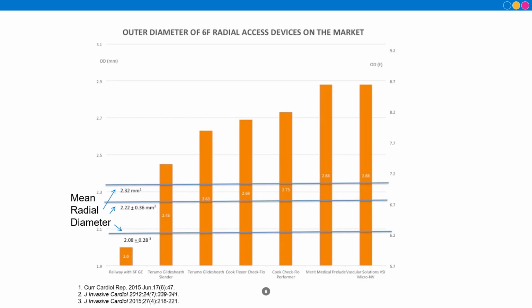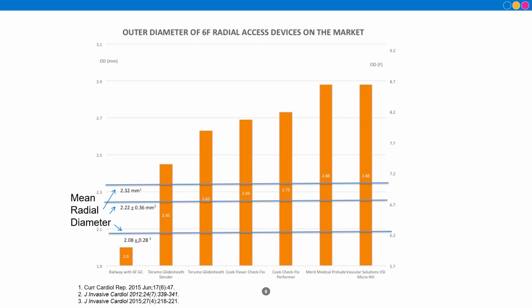Now, this is the most important graph of this presentation. Here I have plotted the outer diameter of the different 6 French sheath sizes. This is the outer diameter of the 6 French thin wall slender sheath. This is the outer diameter of the 6 French guide catheter. Here on 3 different lines, what you are seeing is the mean diameter of the radial artery reported in 3 different papers, with the references here.